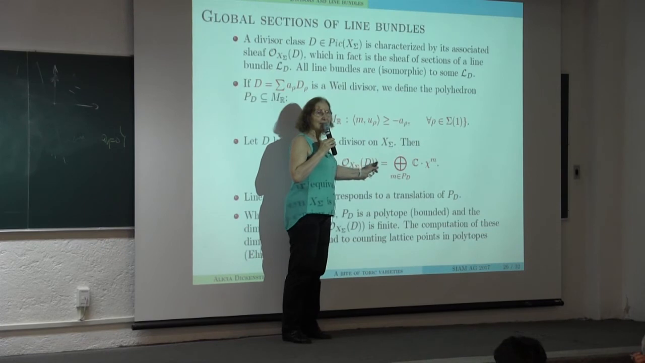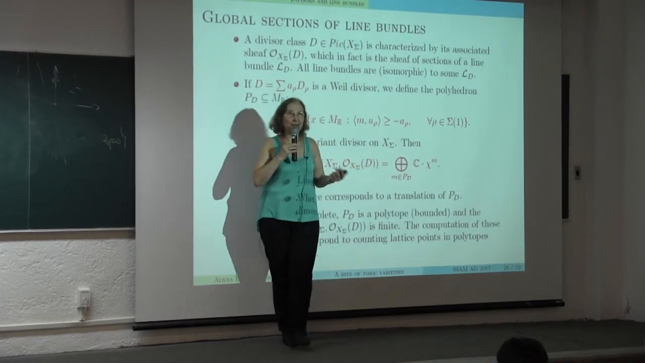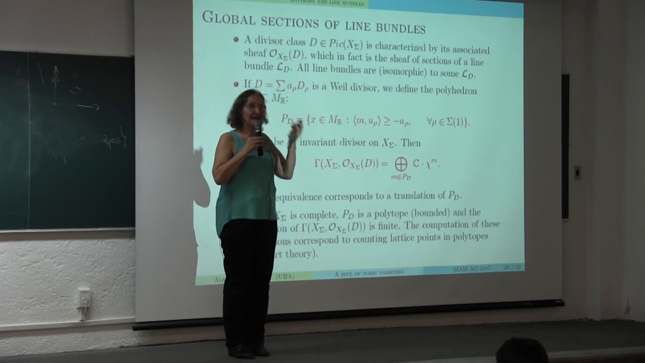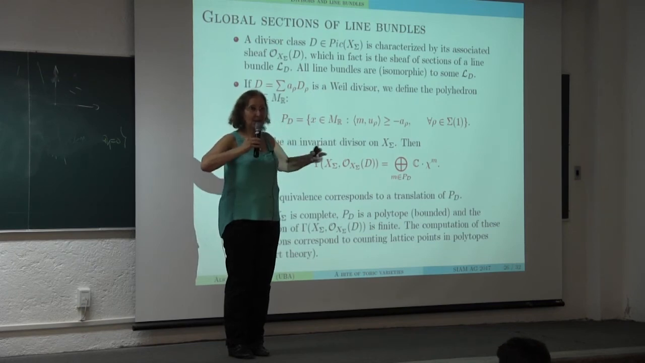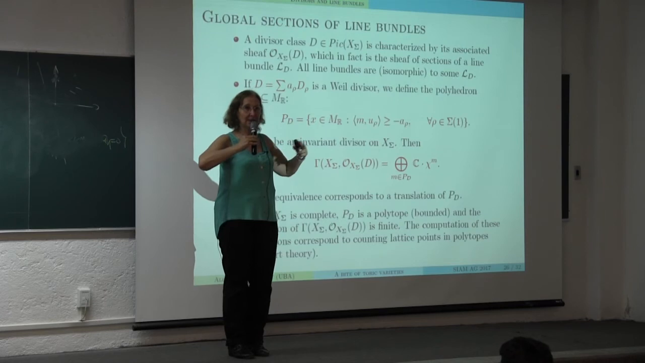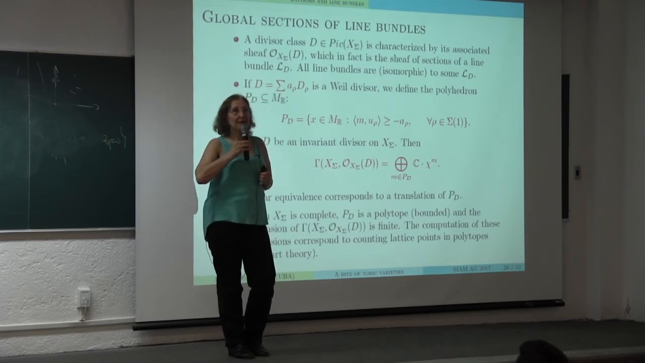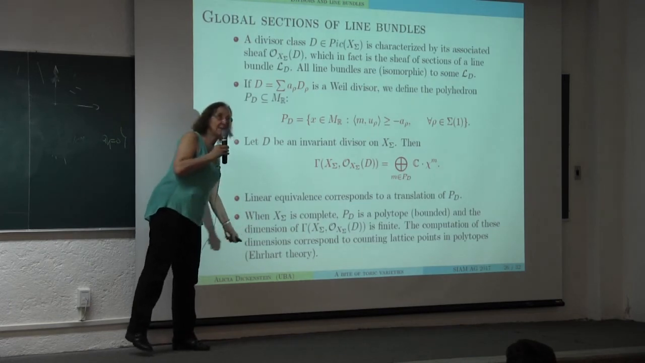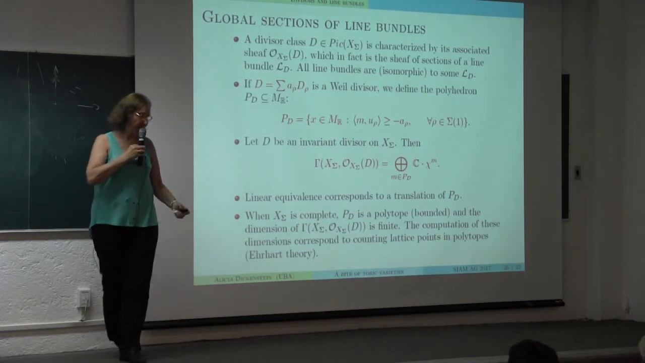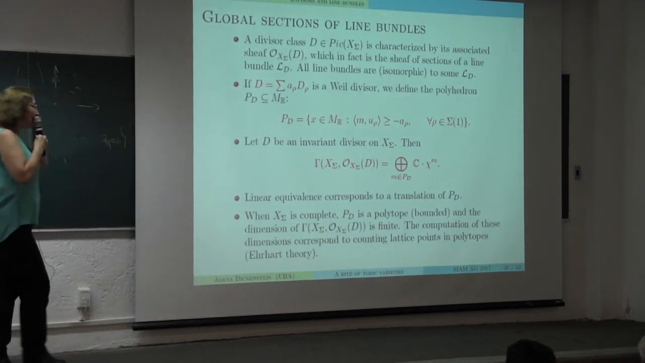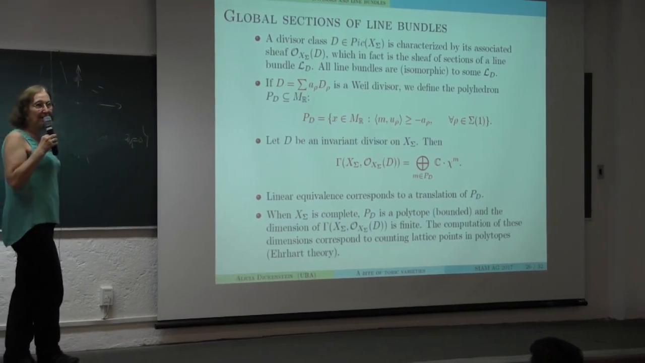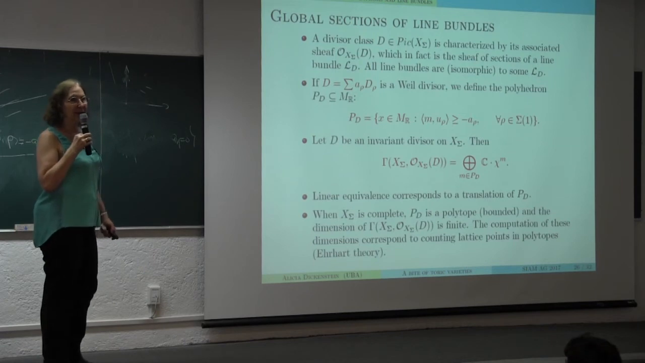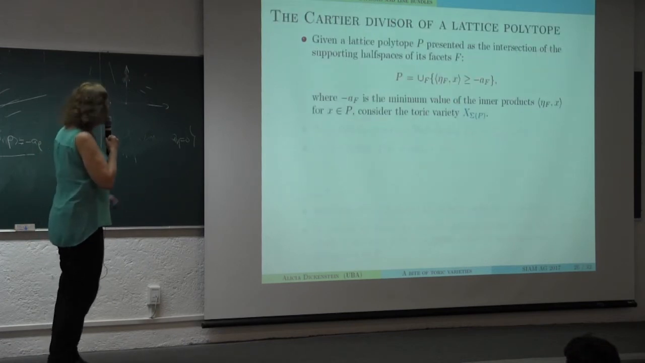But trying to understand these dimensions is a fantastic combinatorial game. It's a lot of fun. It's related to what's called Ehrhart theory. You start dilating your polytope, trying to understand the asymptotic behavior of this number of lattice points, and this has been much studied by people in combinatorics. So we have translated counting the dimension of these global sections to counting integer points in lattice polytopes.